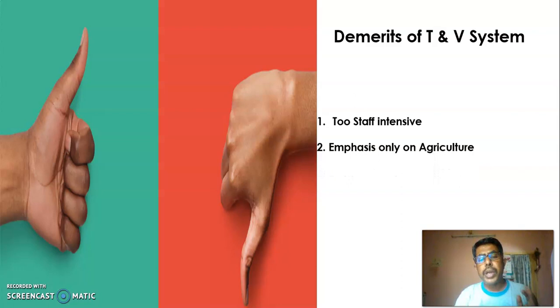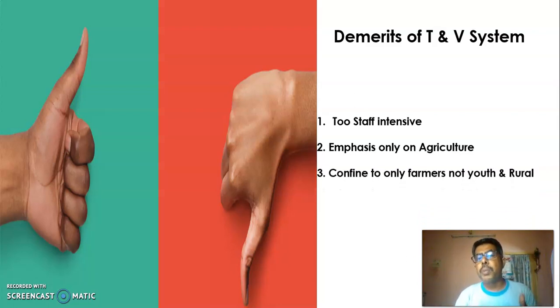And the emphasis was only on agriculture. This is one of the main demerits. They don't bother about horticulture, sericulture, livestock or anything else. They simply concentrate only on agriculture, and that too only on food crops, not others like oilseeds. They mainly focus on the major food crops.